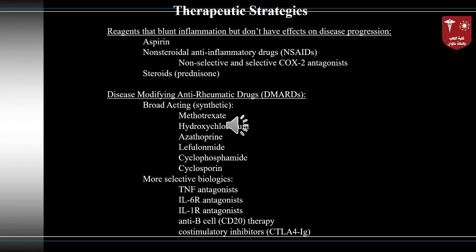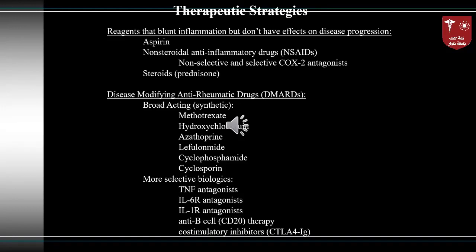The second category is the more selective biological, which is the most recent, more expensive and promising drugs, because it targets a part of the immunological process, like tumor necrosis factor antagonist, interleukin 6 receptor antagonist, interleukin 1 receptor antagonist, and so on.